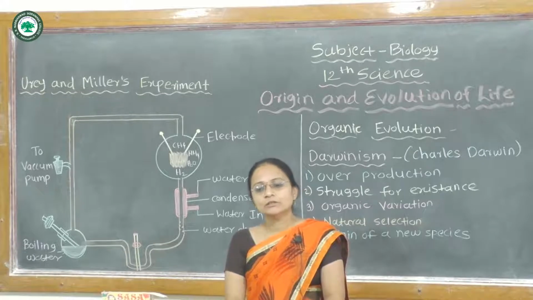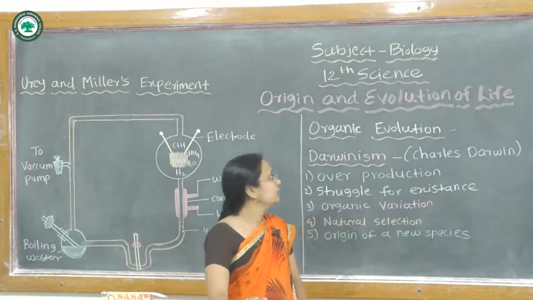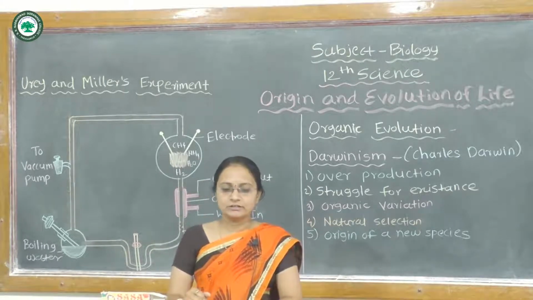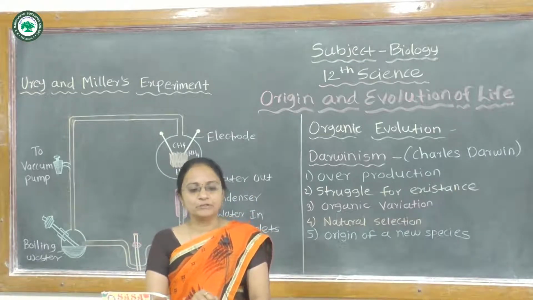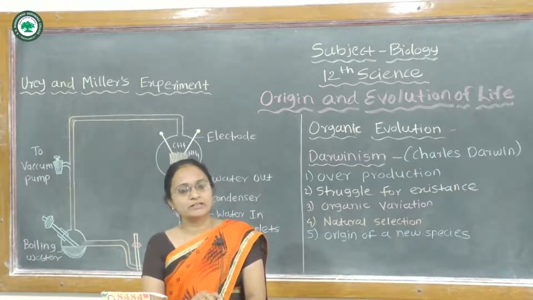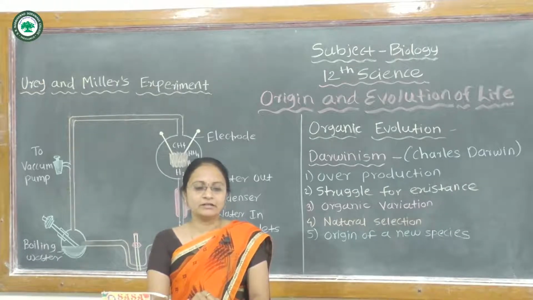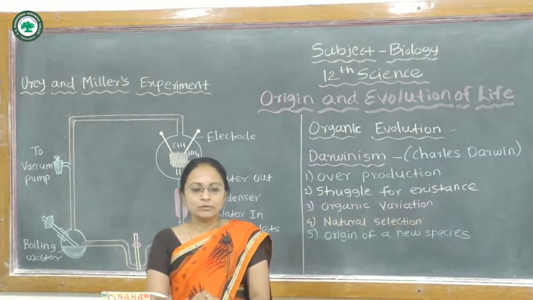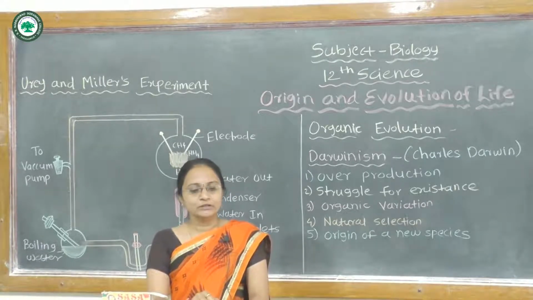After that we come to organic evolution. In a simplified manner, organic evolution can be defined as the slow, gradual, continuous and irreversible change through which the present day complex forms of life have developed from their simple pre-existing forms.